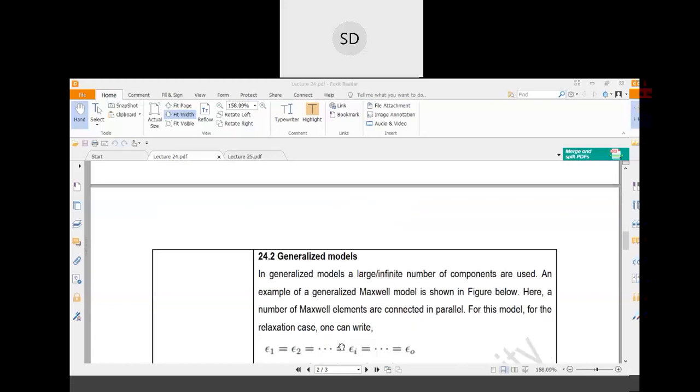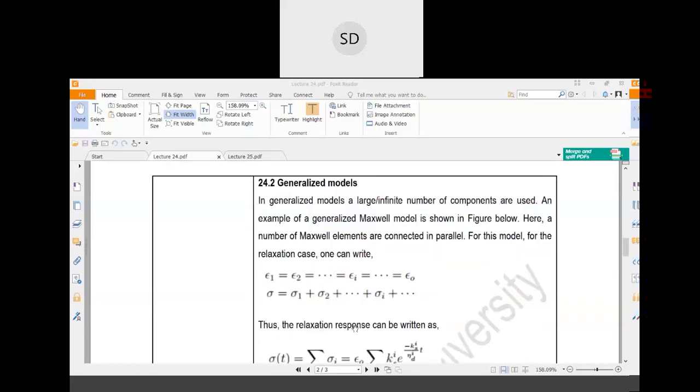Now, after that, one generalized model is there. If you increase the number of components, then three component model, four component model. Now, if you increase the components of the model to n numbers, that type of model is called a generalized model. In generalized models, a large, effectively infinite number of components are used. So instead of two or three components, there are n numbers of components used.